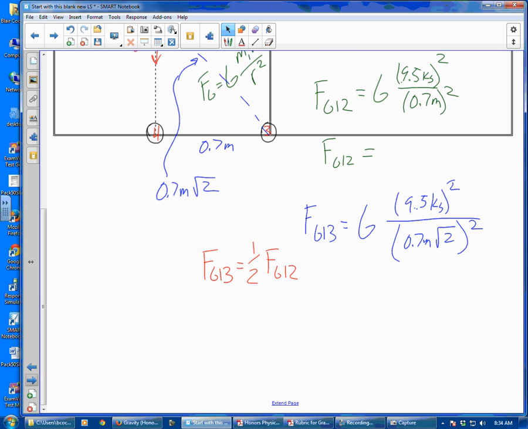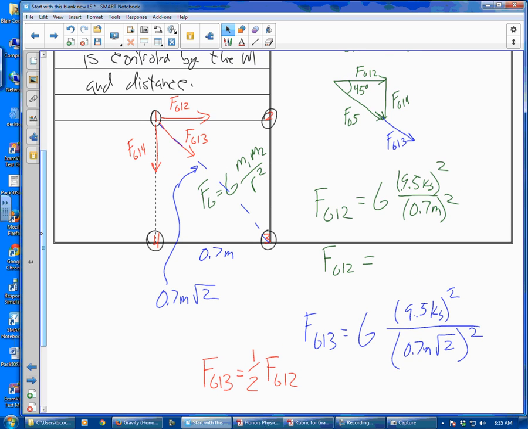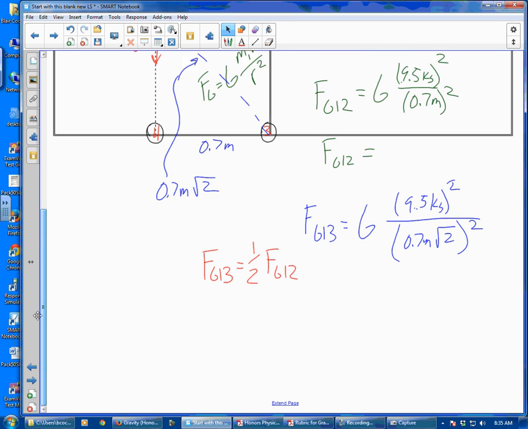Now, I need to combine these two, FG12 and FG14, to get the FG5. Oh, wait, that's a 45-45-90 triangle, right? So that means, using the same logic I used here, that FG5 equals the square root of 2 times FG12.